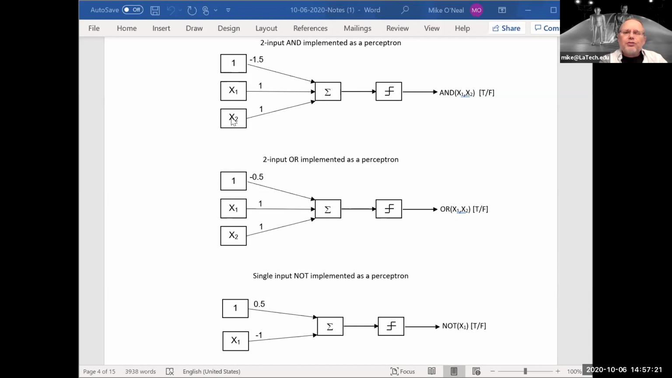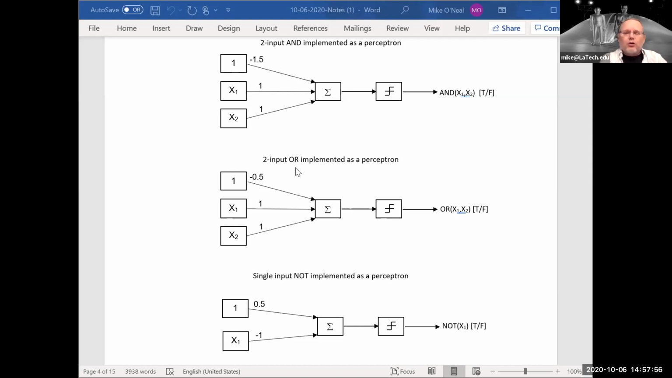If either or both of these guys are 0, right? If either of these are 0, you're going to get a 1 plus a minus 1.5, which is going to give you a minus 0.5. That's not going to trip it. And if both of these are 0, you're going to get a minus 1.5 plus 0 plus 0, so a minus 1.5, and that's not bigger than or equal to 0, so it's not going to trip it. So this is an AND. Does everyone see? This is an AND gate. Functions exactly like an AND gate.